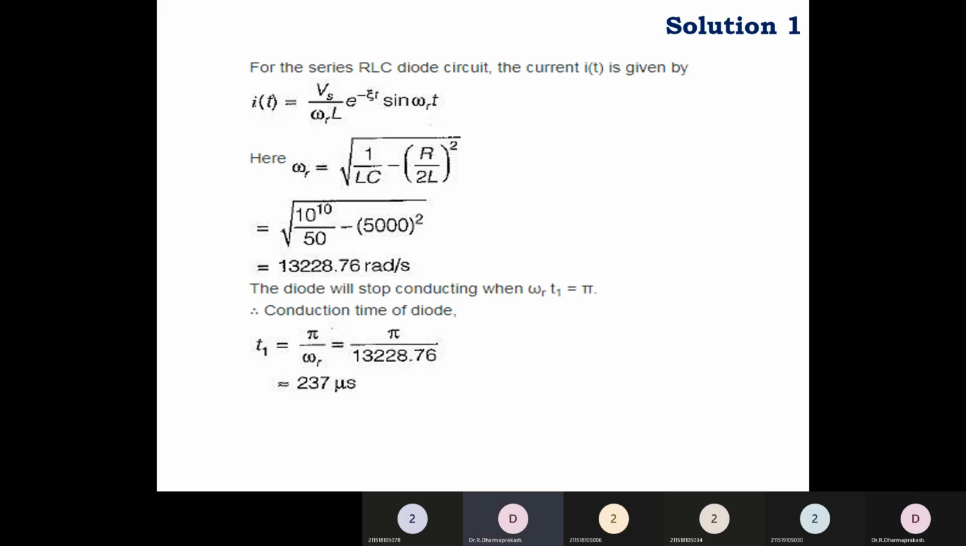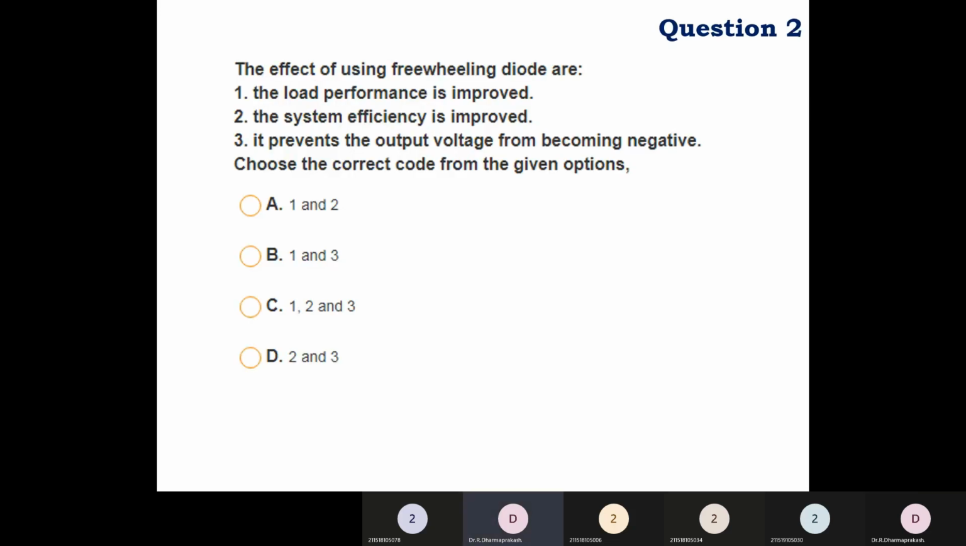Next, we'll go to the second question. Here, what is the effect of using the freewheeling diode? We already know that it is providing continuous load current and improving performance, and it will not allow the application of negative voltage across the load. Like this, we are having various things. Here they have given some options.